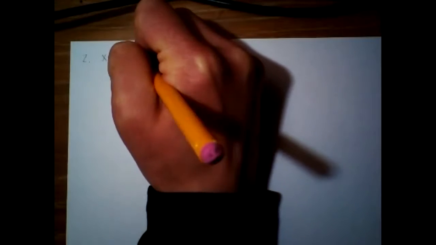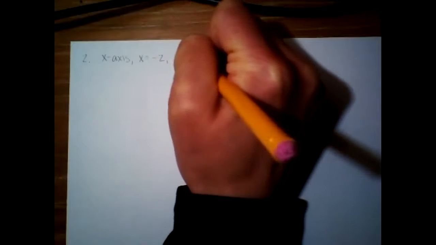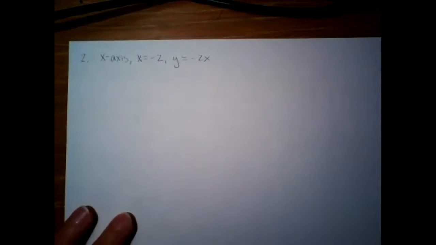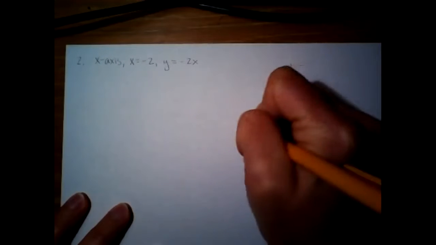Right, so number 2 says the region enclosed by the x-axis, the line x equals -2, and the line y equals -2x is revolved around x equals -4. All right, well, let's start by drawing this so that we can see the shape that we're working with.